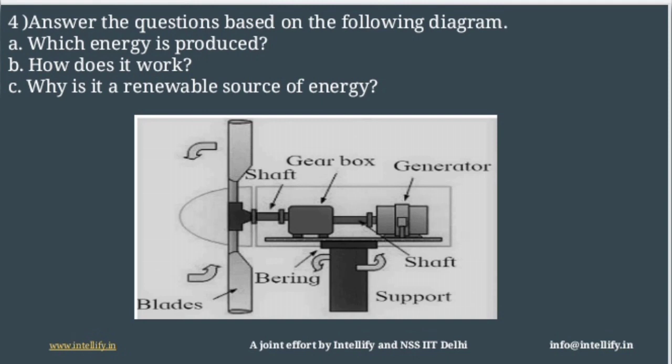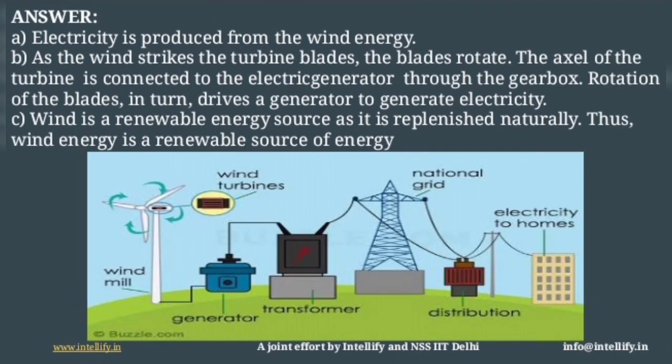Now the fourth question is also a diagrammatic representation like the previous one. We want to answer the questions based on the following diagram. First question is, which energy is produced? By using this diagram, we can easily say that wind energy is produced, because the blades, the shaft and the gearbox all represent the windmill.